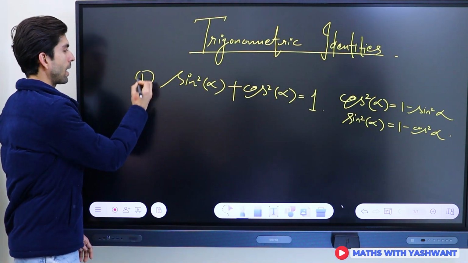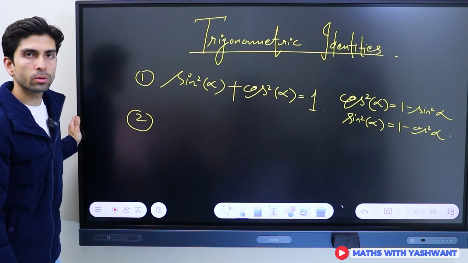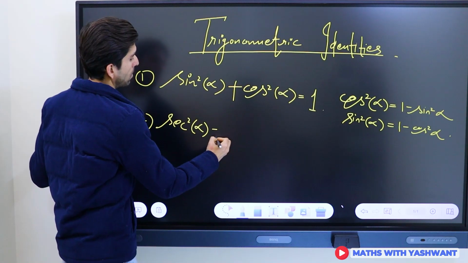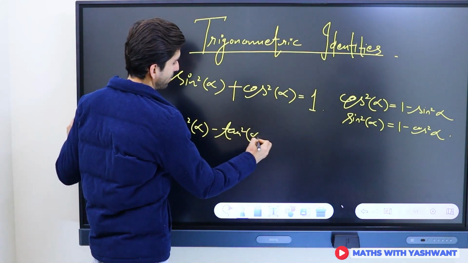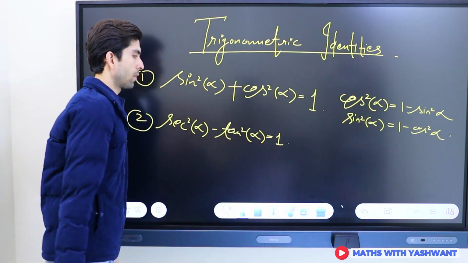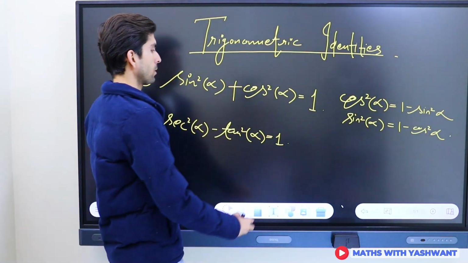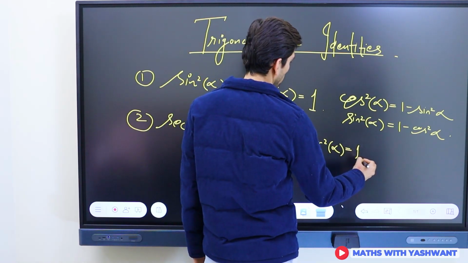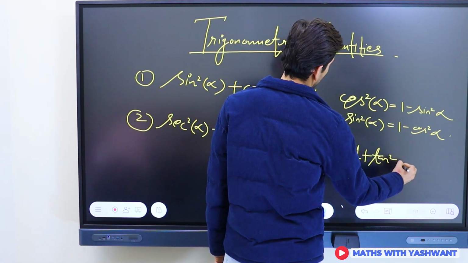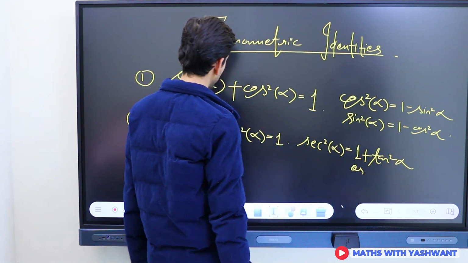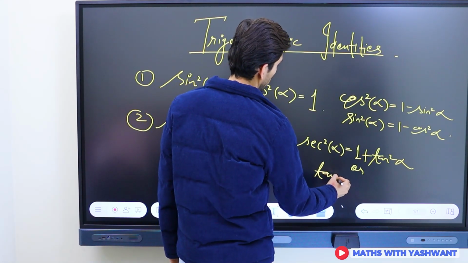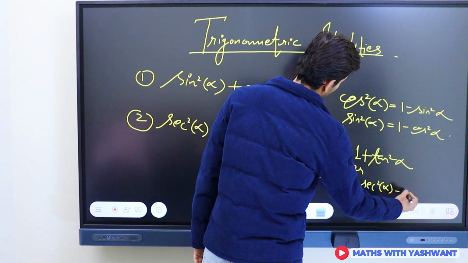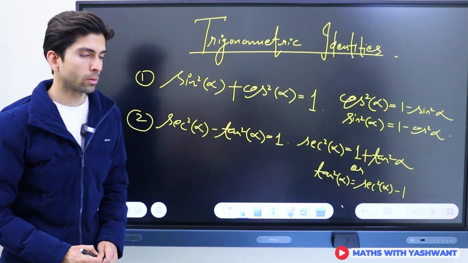The second identity that we use very often is sec square alpha minus tan square alpha is equal to 1. We can also write it as sec square alpha is equal to 1 plus tan square alpha, or we can write it as tan square alpha is equal to sec square alpha minus 1 by rearranging the terms.